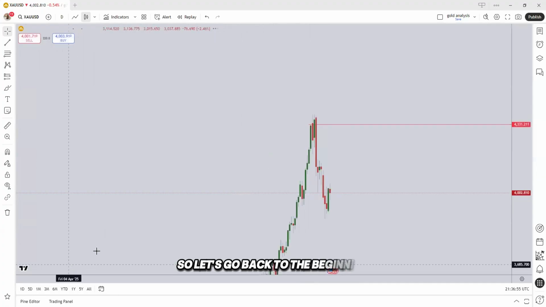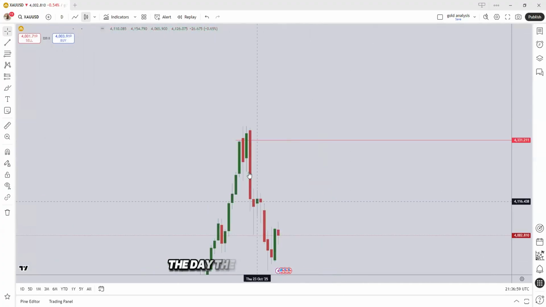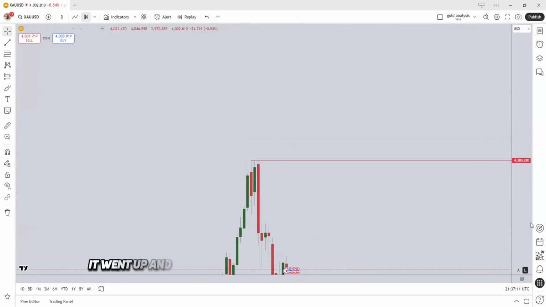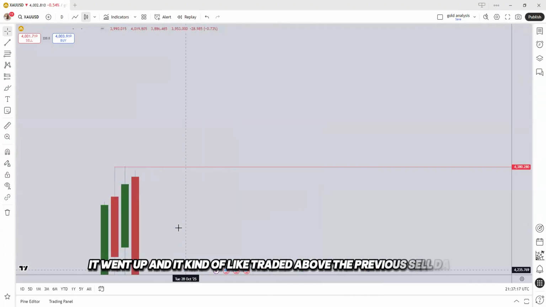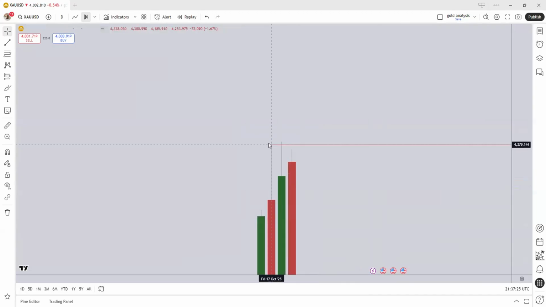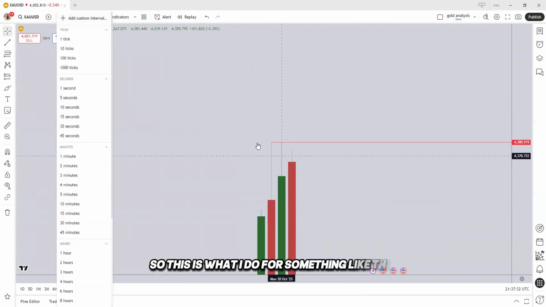So let's go back to the daily time frame. The day the bearish candle happened, the following day, this day, the market actually went up. It went up and traded above the previous sell day, but you can see, if you check it out, it traded above it, right? You can see that weakness. So this is what I do for something like this.